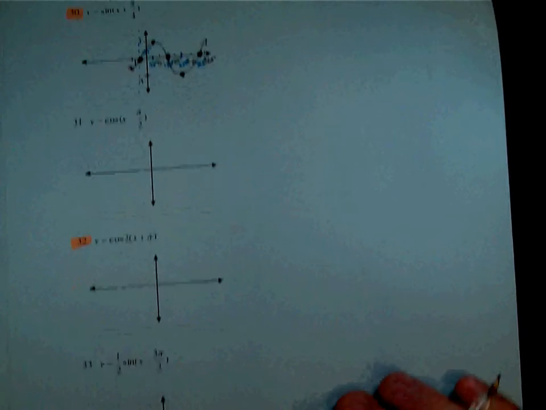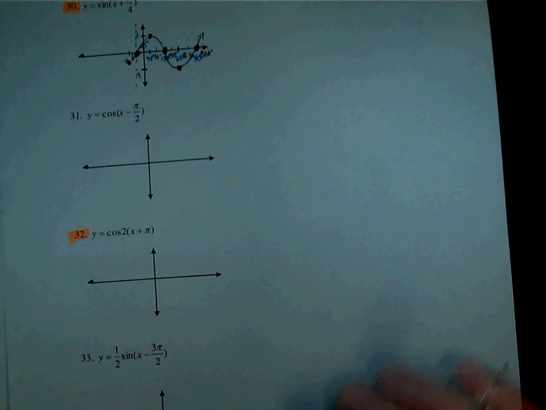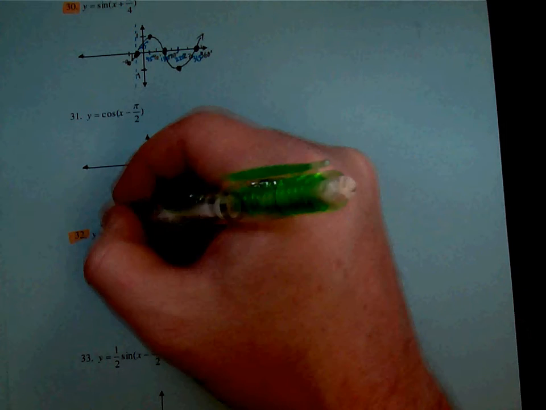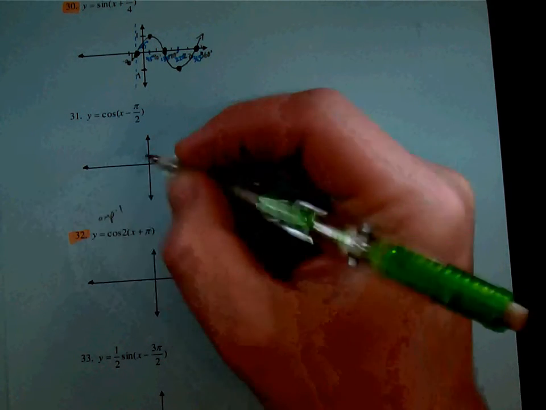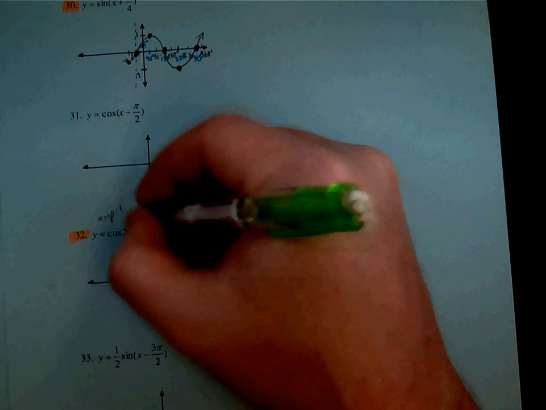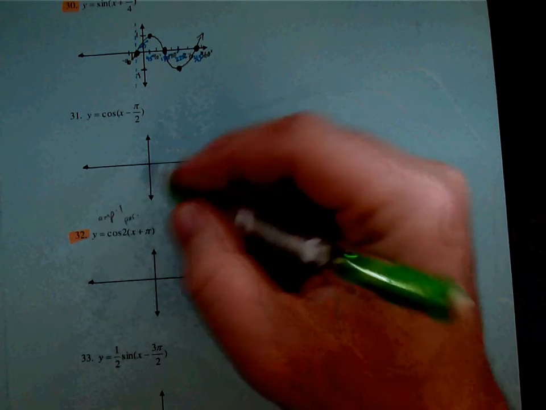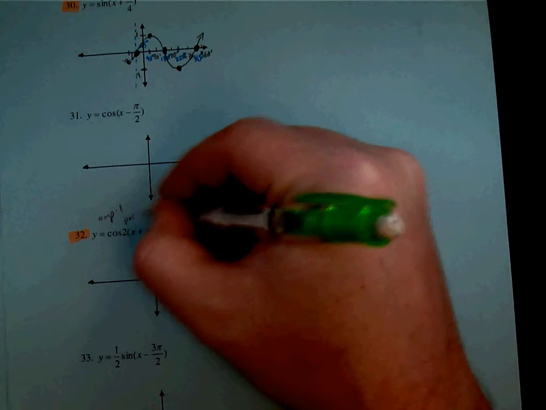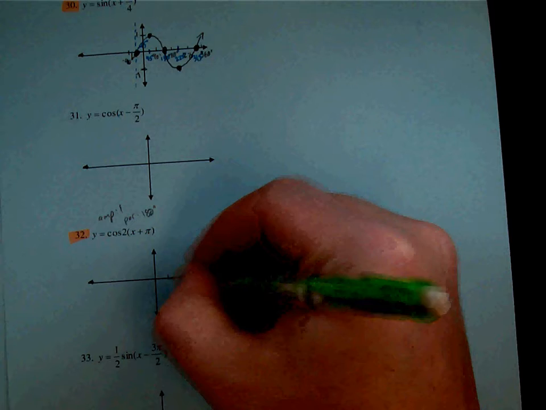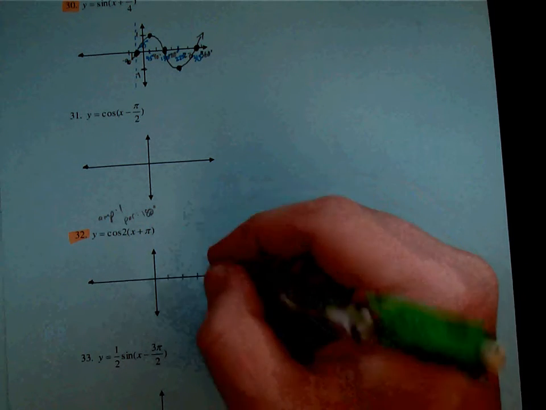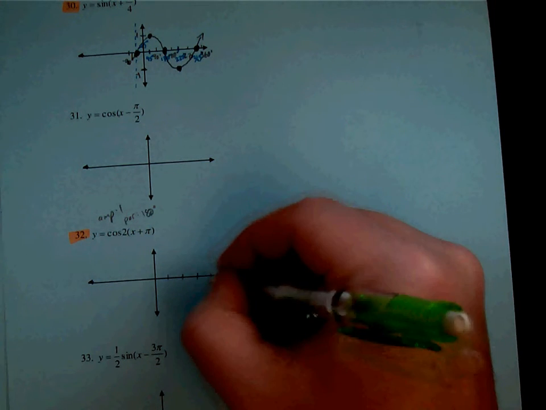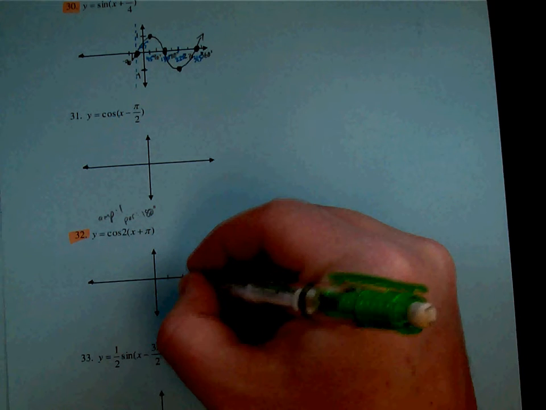I also want to take a look at number 32. Here we don't have an A value, so my amplitude is 1. My period is affected because I have a B value of 2. 360 divided by 2 is 180 degrees. So I'm right away going to put my 4 marks all the way out to 180. So we're going by 45s.